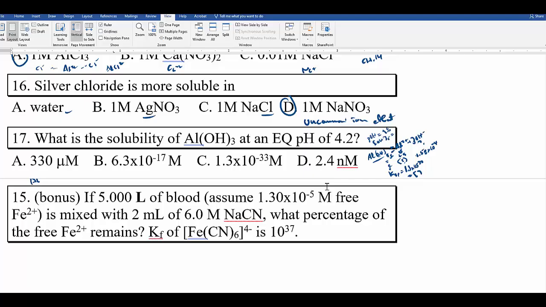So this is going to be the aluminum concentration times the hydroxide concentration cubed. So I'm going to take my hydroxide ion concentration, cube it, and then I'm going to get my KSP, 1.3 times 10 to the minus 33. So invert this, and then times 1.3 times 10 to the minus 33. That should give me my aluminum concentration, or the solubility. 3.2 times 10 to the minus 4.